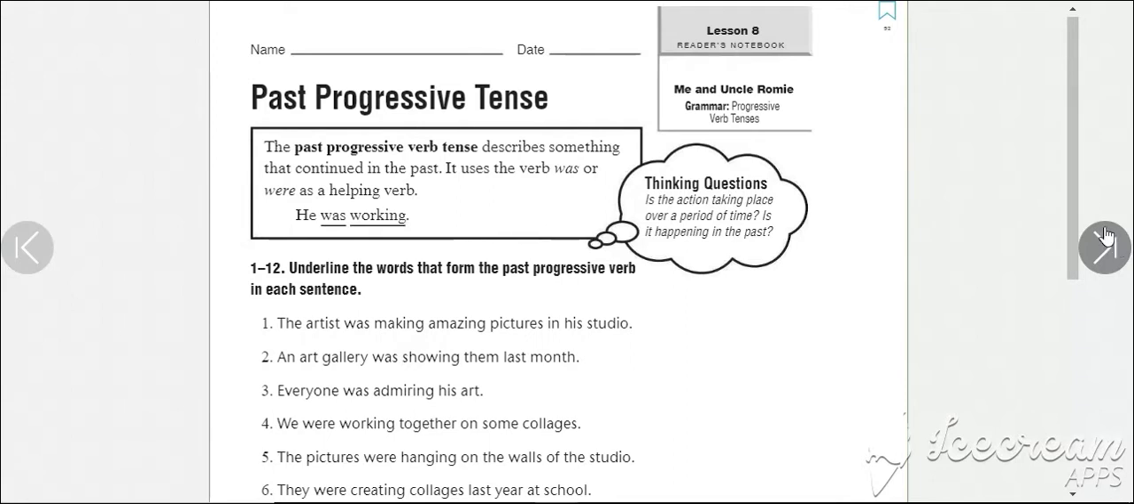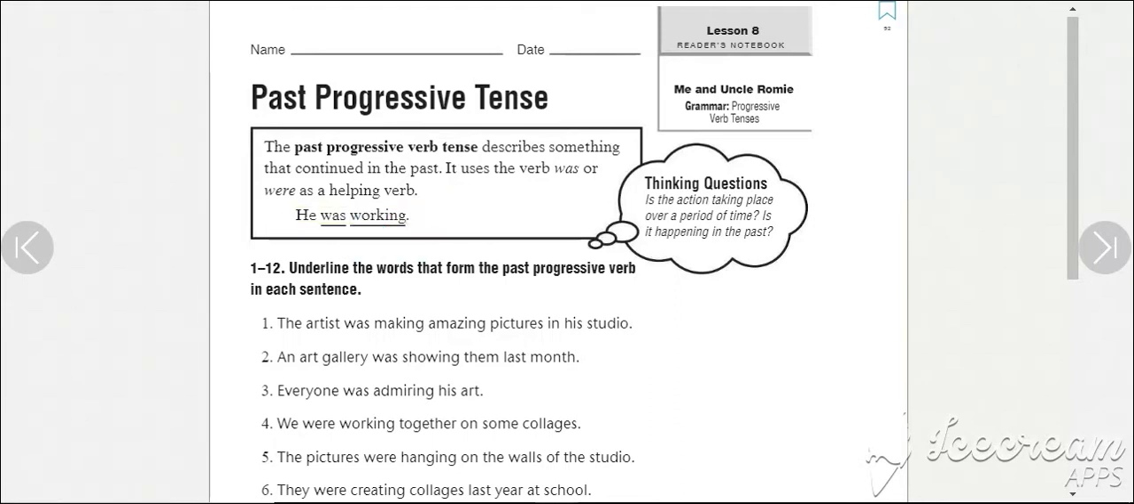What is the rule of writing the past progressive tense? Past progressive tense here describes something that continued in the past. I use the helping verb was or were plus the main verb with ing. So the difference here is that in the present, I'll use am, is, or are. But in the past, I'll use the helping verb was or were plus the main verb and ing.